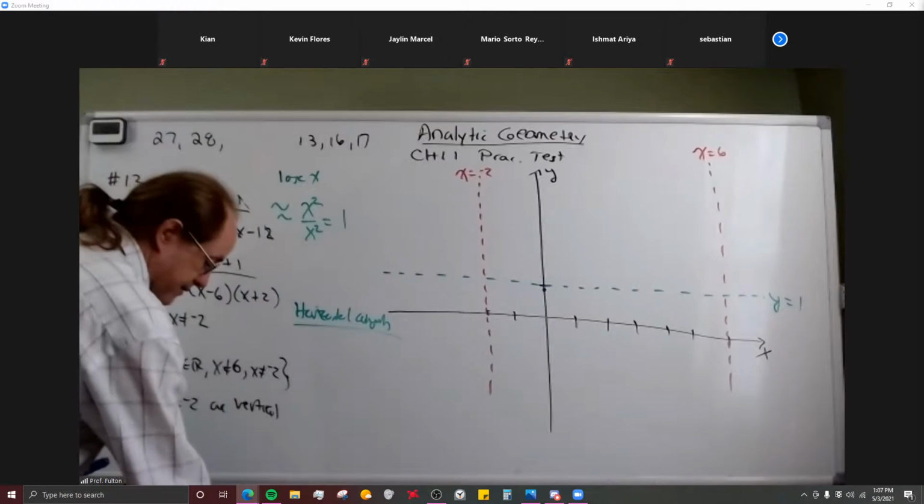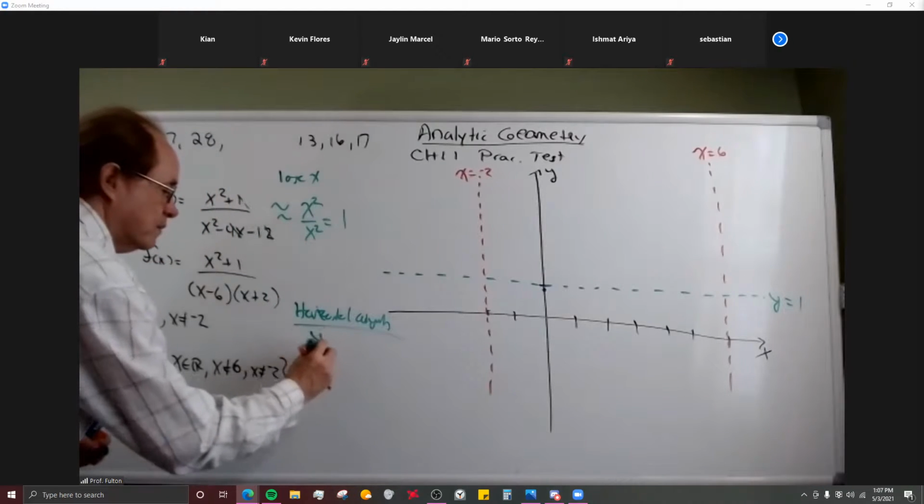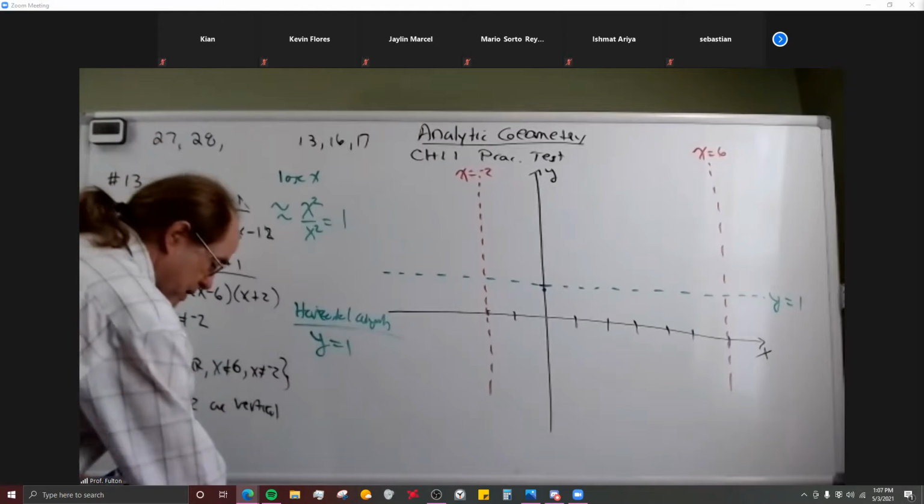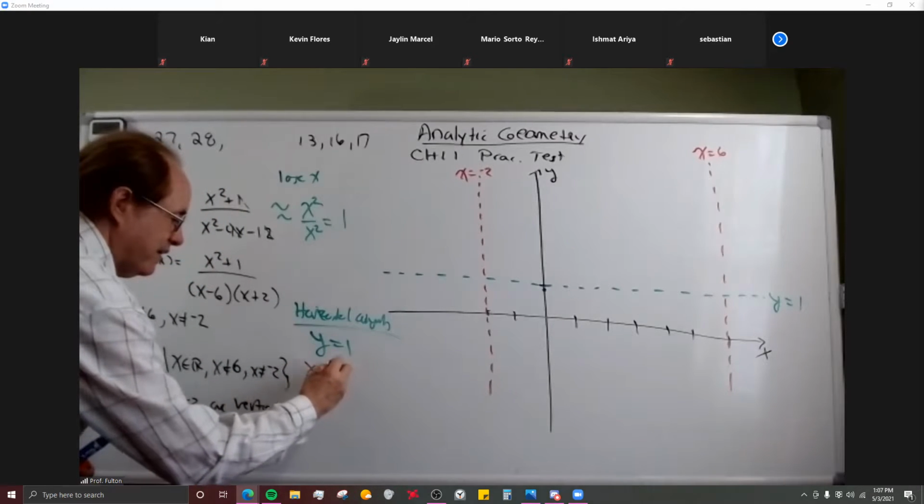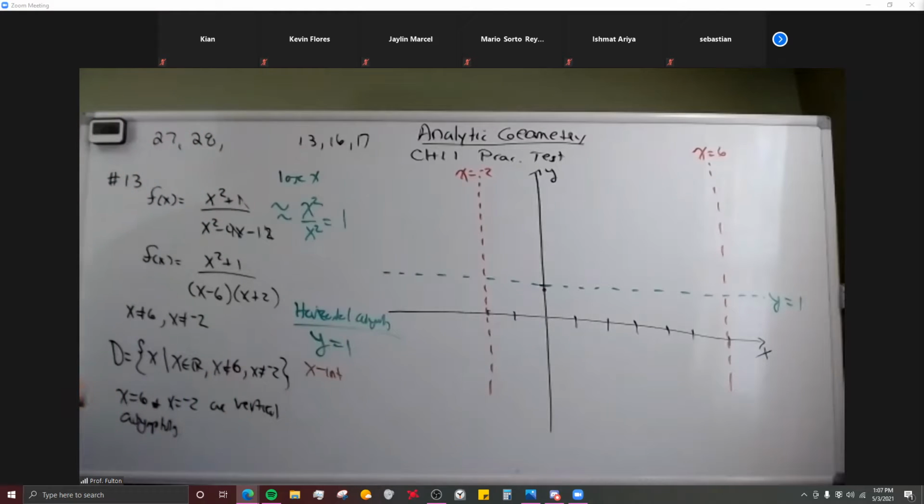Here's the horizontal asymptote we just got from this little analysis. You get y equal to 1. So what about the x-intercept? I found a y-intercept here. Does it have an x-intercept?